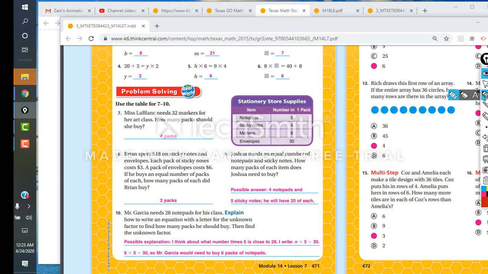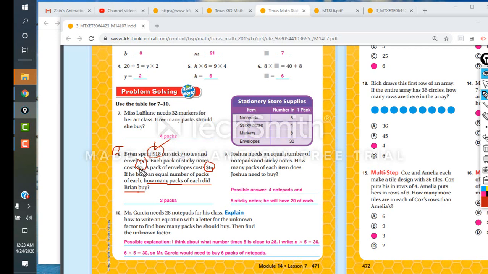Okay, so we're taking a look at number 8 right now. It says Brian spent $18 on sticky notes and envelopes. Each pack of sticky notes costs $3, and a pack of envelopes costs $6. If he buys an equal number of packs of each, how many packs of each did Brian buy? Well, what we have to know is that they have to equal $18.